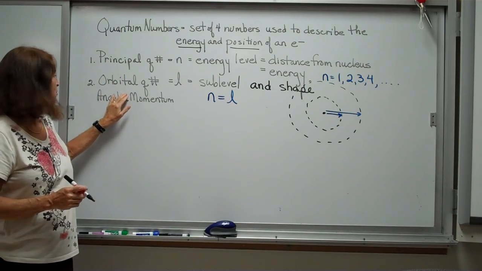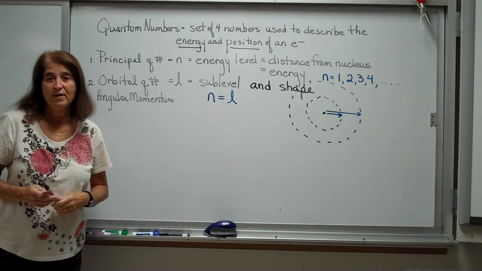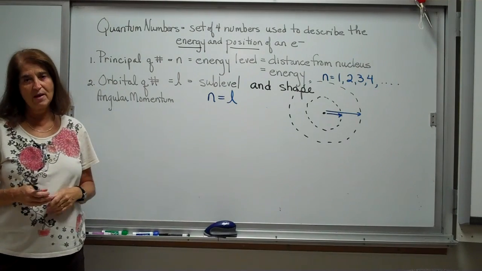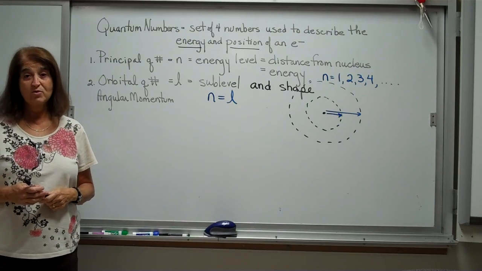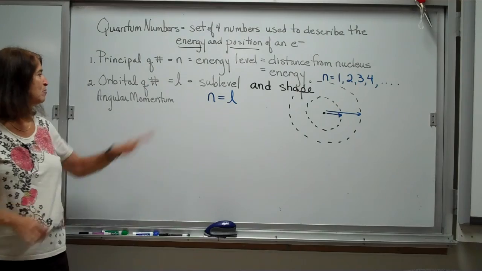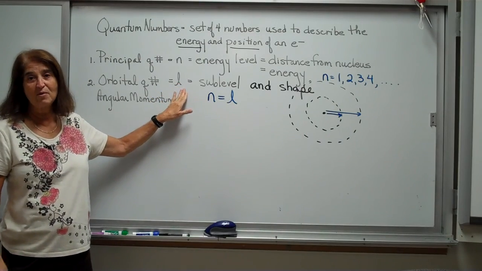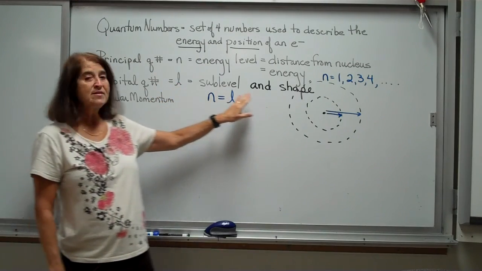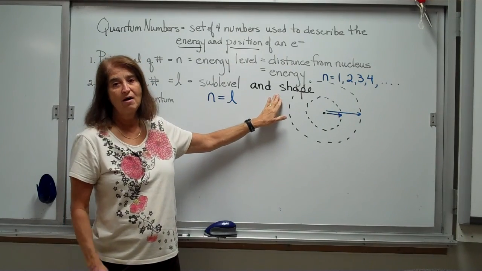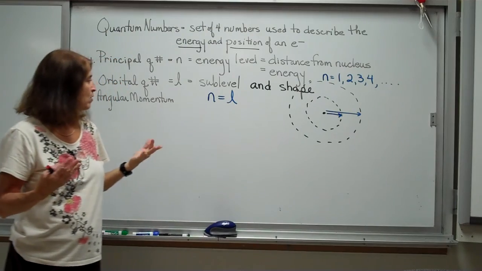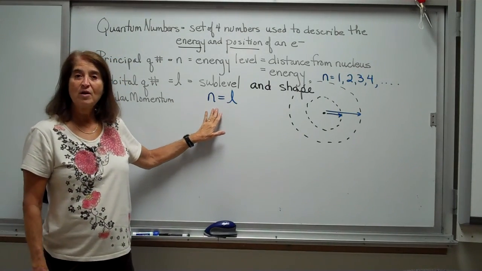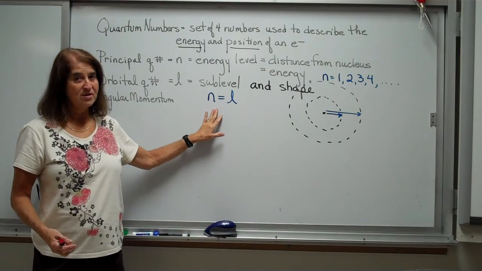the second quantum number is the orbital quantum number. Different textbooks use different names. I think your book calls it the angular momentum quantum number. When I was growing up and learning chemistry, it was called the azimuthal quantum number. But in all cases, it's been given the symbol a small l. This is going to tell us something about the sublevel and the shape of the orbitals, or where the electrons are residing. Here, we want to know that n equals L.